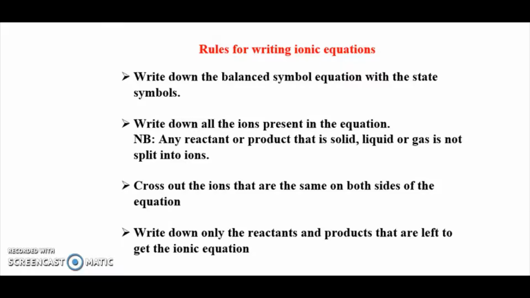The second thing is to write down the ions present in the equation. Now we should take note here. Any reactant or product that is solid, liquid, or gas is not split into ions. Next, we have to cross out the ions that are the same on both sides of the equation. These ions are called spectator ions. They do not take part in the chemical reactions. Next, we write down only the reactants and products that are left to get the ionic equation.